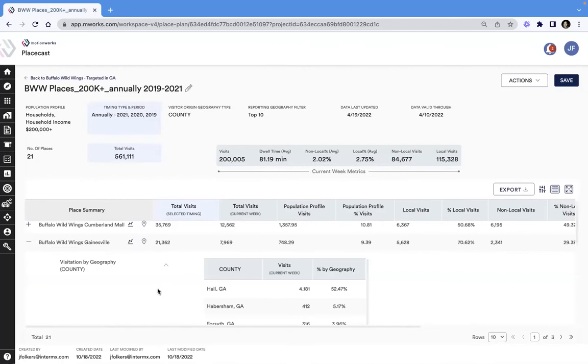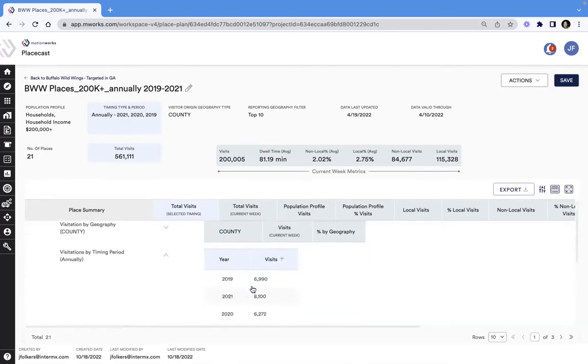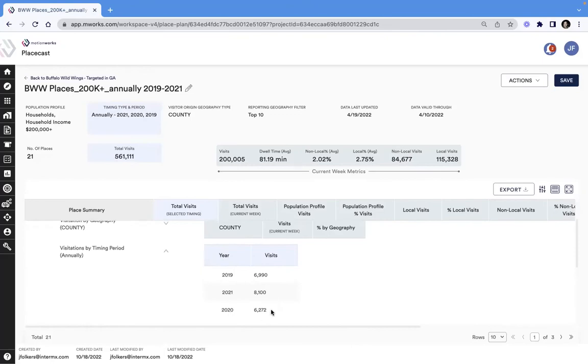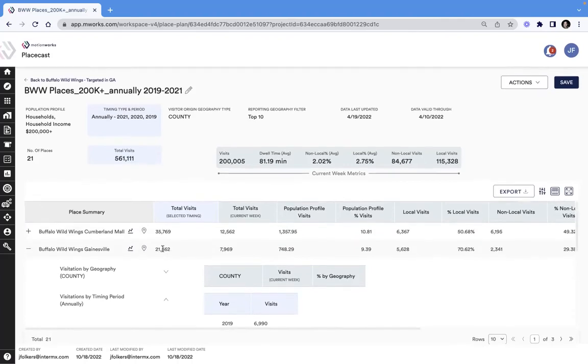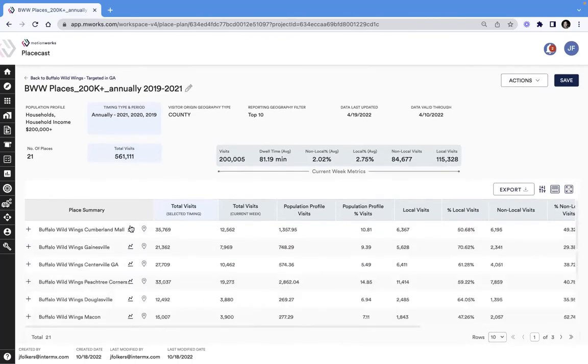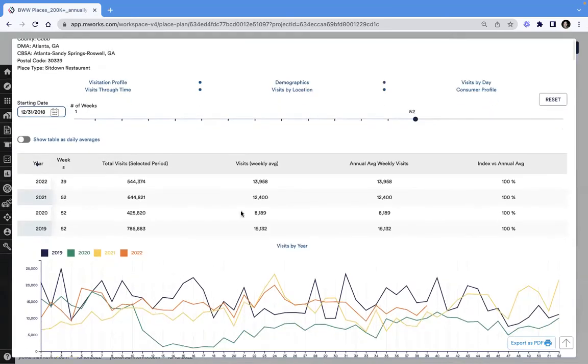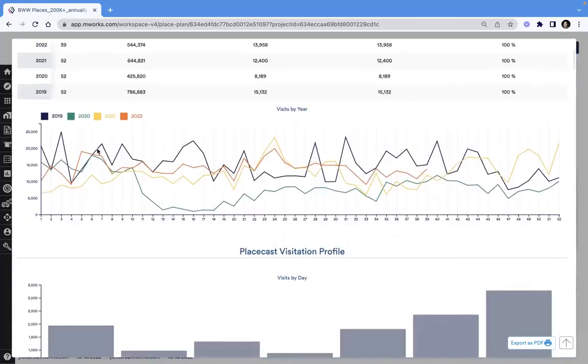If I expand out, I can see that detail that we identified we wanted to look by county or by year. How has that varied? Obviously, 2020 was lower average visitation versus other years. Now, I can also click on this little insights button for a full visual representation through time of that visitation year on year, average, weekly, etc., how that has trended.